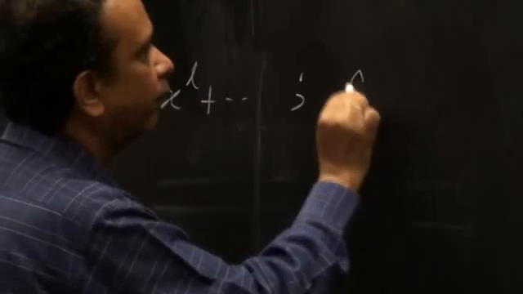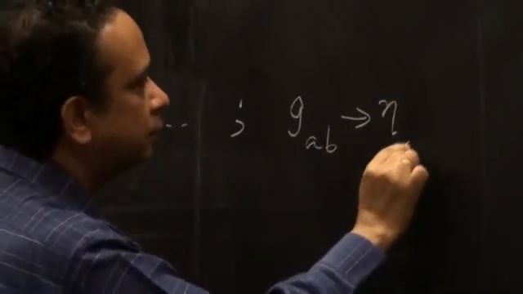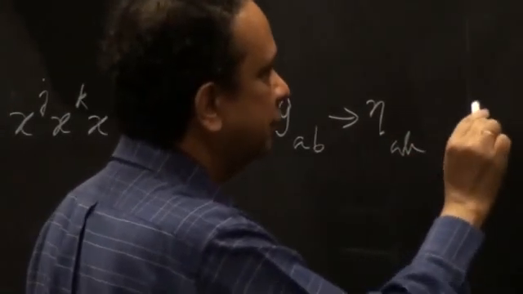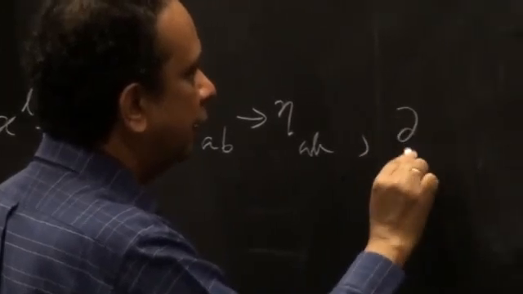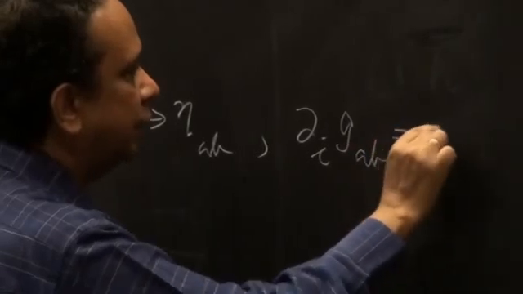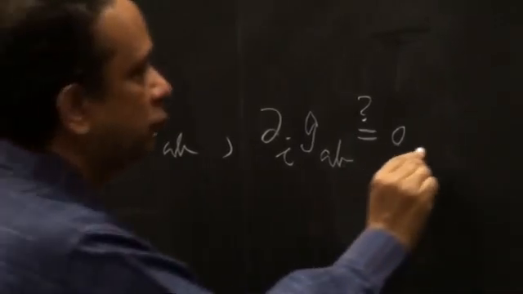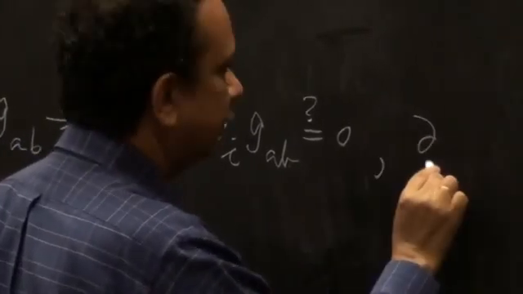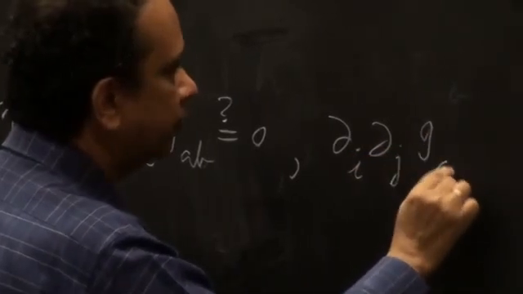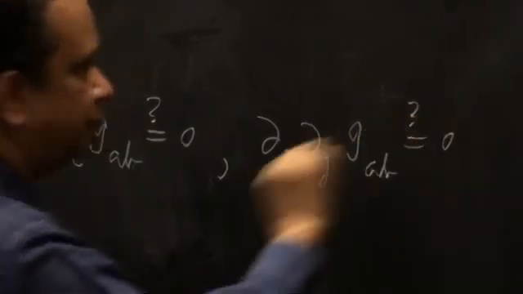First I want to make g_AB go to eta_AB at that point by choosing my B. Then I want to choose C's in such a way that the first derivatives ∂_i of g_AB vanish at that point, and I want to know whether I can do that. Then I want to make the second derivatives of the metric, ∂_i∂_j, vanish at that point, and I want to know whether I can do that, etc.